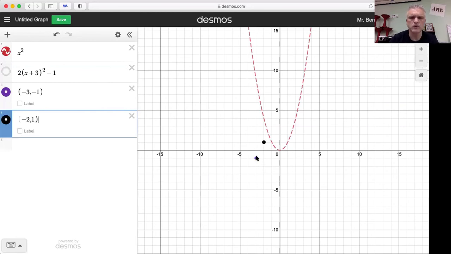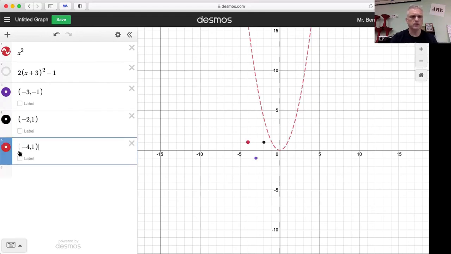All right, make that black. That sounds good. Now we're going to do the other side of the parabola. We're going to go left 1 and then up 1 times 2. So we're going to be at negative 4 comma 1. Let's make that one black to correspond to the other one.